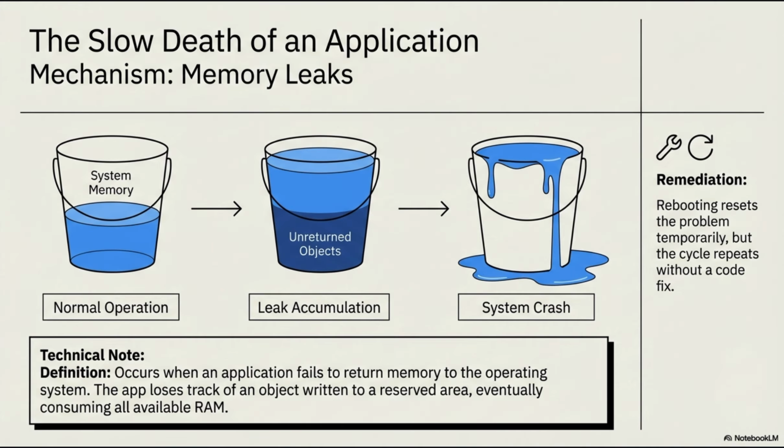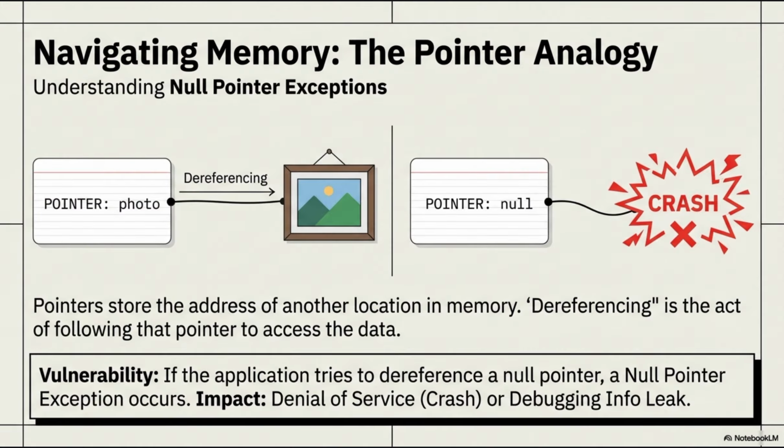Now, memory leaks are where you accumulate or provision system memory, but you never give it back. Even if you don't need the memory, you keep it for yourself, and eventually the system runs out of memory and crashes. To remediate this, you can reboot your system, but you're going to want to fix your code eventually to have garbage collection and such. Now, navigating memory, you're going to want to understand null pointer exceptions.